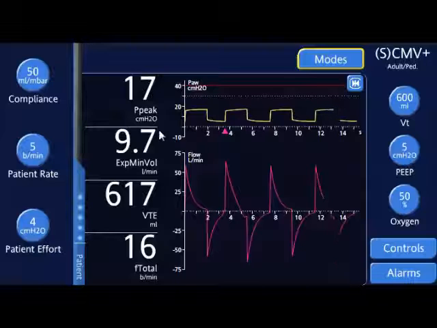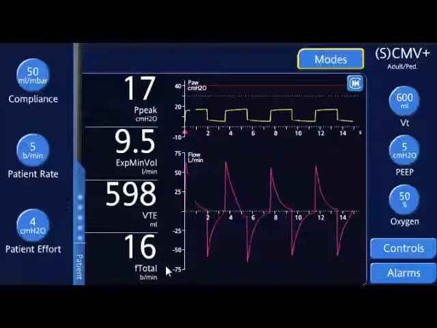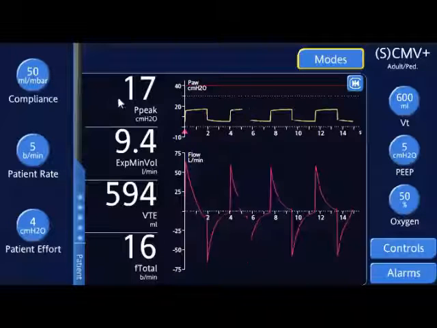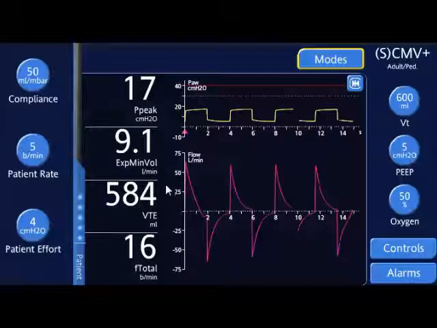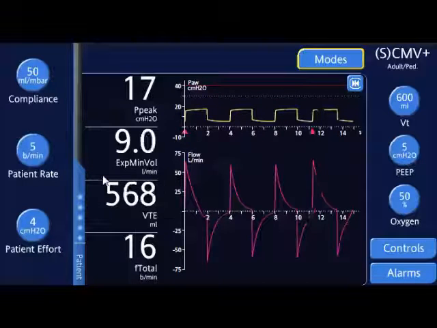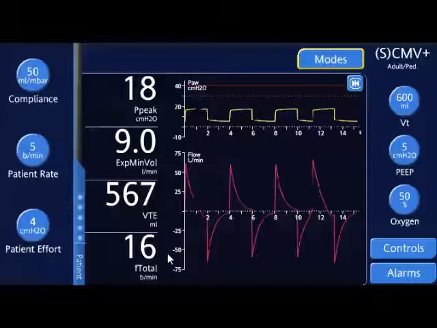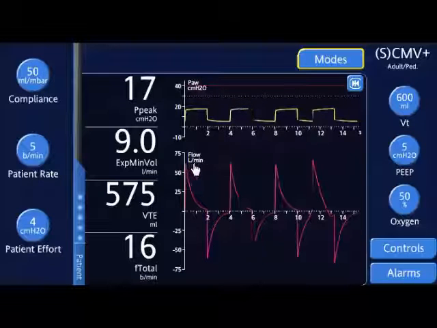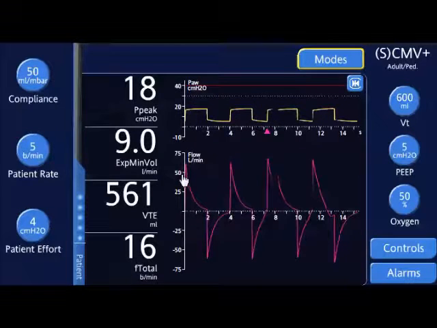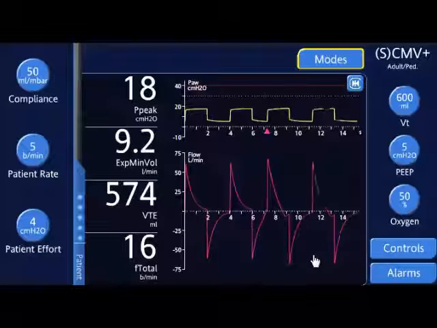And we'll look at our measured values here. Currently it's taking only a pressure control of 12 centimeters of water to get this target tidal volume of 600. So we notice the measured value of 584, basically 600. And I have a total respiratory rate of 16 breaths per minute. And as you look at my flow right now, it's probably around 60 liters per minute if we look at this purple flow waveform.